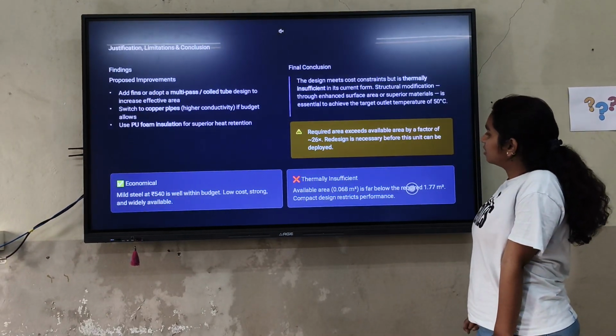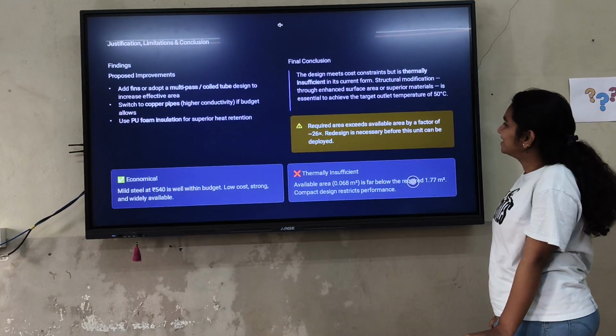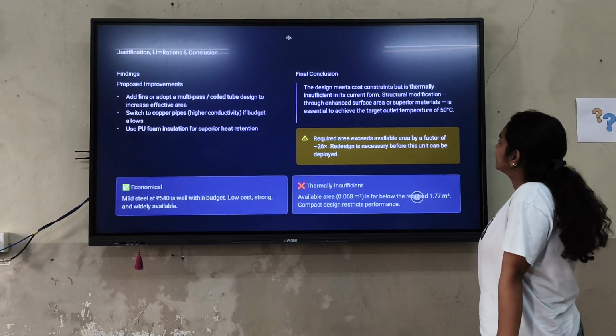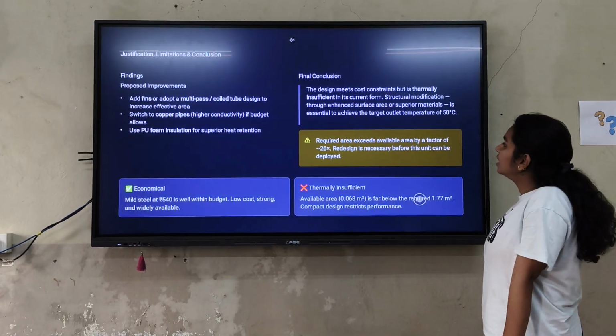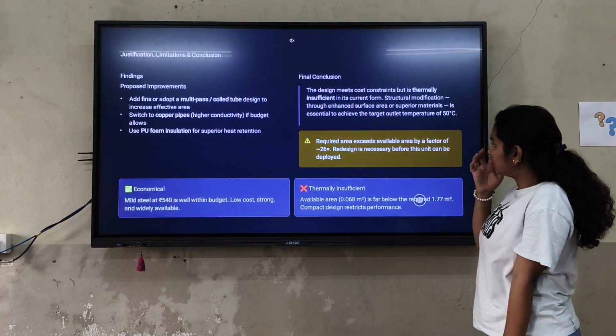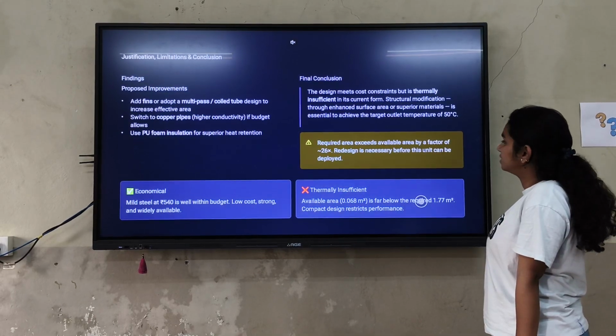Final conclusion: the design meets the cost constraints but is thermally insufficient in its current form. Structural modification through enhanced surface area and superior materials is essential.